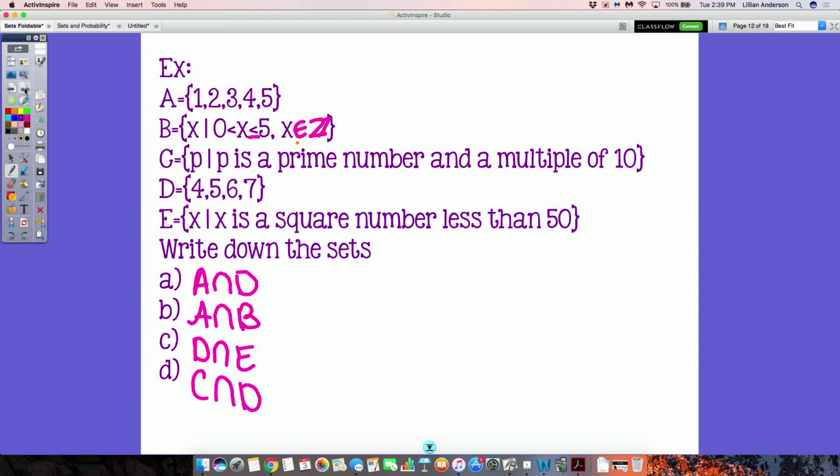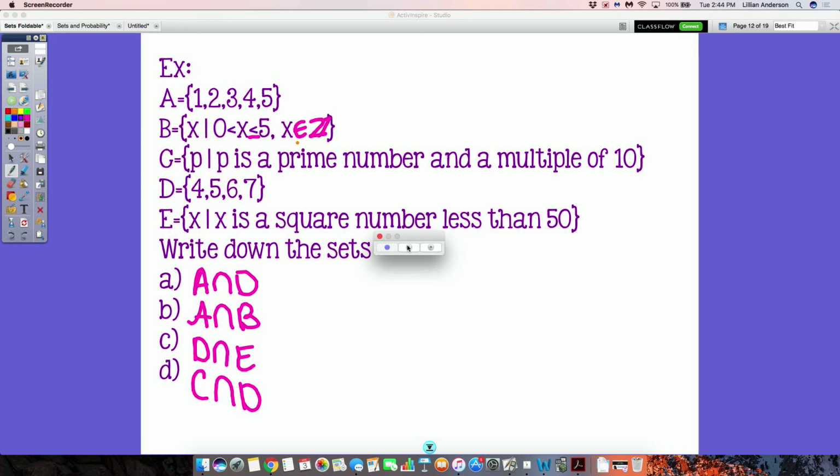It's the same A, B, C, and D from one of the very first slides. Do be aware that I did add in that less than or equal to in B, and that says elements of, what's Z mean again? Integers, very good. And I want you to write down the sets of A intersection D, A intersection B, D intersection E, and C intersection D. I want you to do all four of those on your desk. I want you to write down the sets.